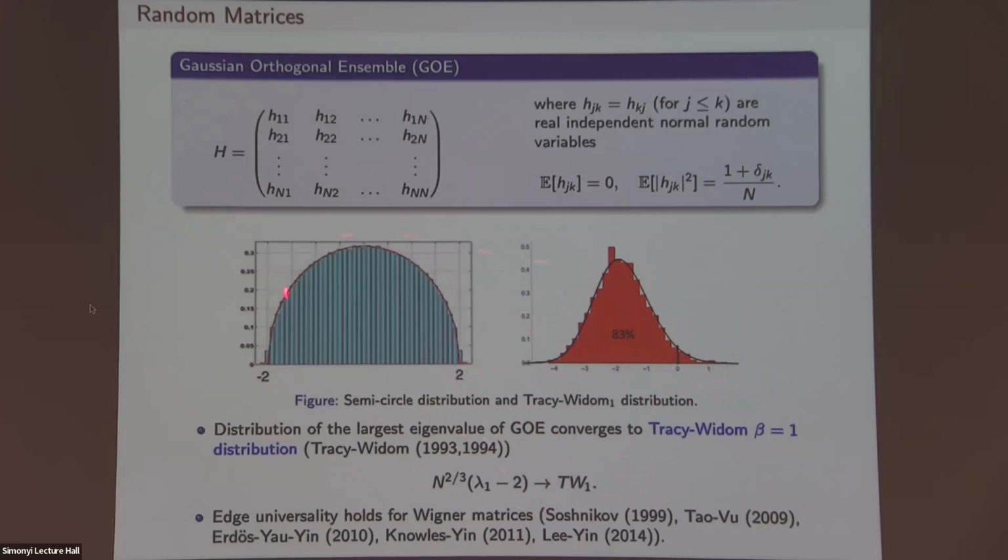Later, this convergence to the Tracy-Widom distribution was also proven to be universal. Essentially, you take any large real symmetric matrix and fill in any distribution you want, as long as the matrix is real symmetric, the entries are independent with mean 0 and variance 1 over n, and the entries have a bounded fourth moment. After this scaling, you always get a Tracy-Widom distribution, beta equals 1 for the real symmetric case, or beta equals 2 for the complex Hermitian case.